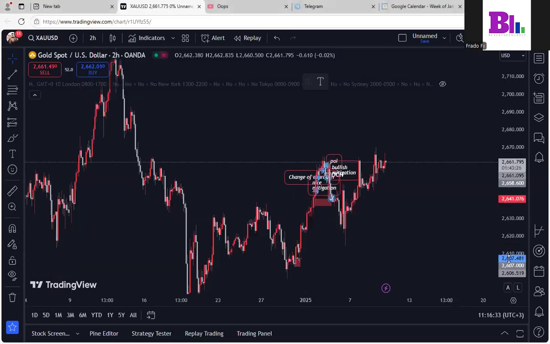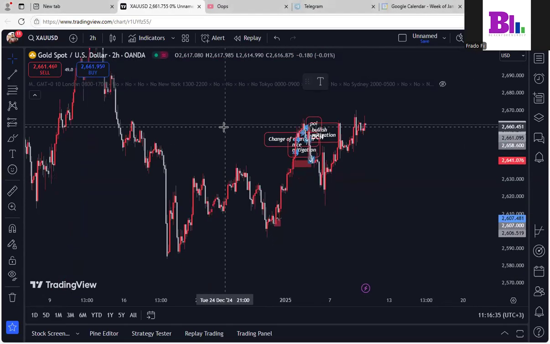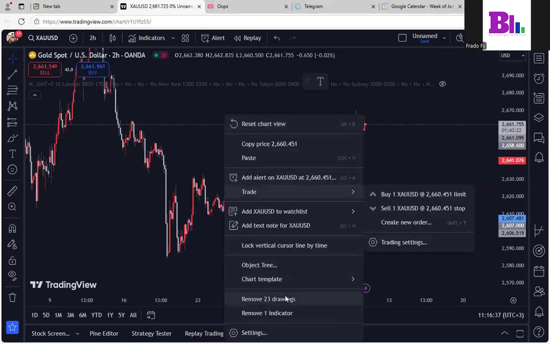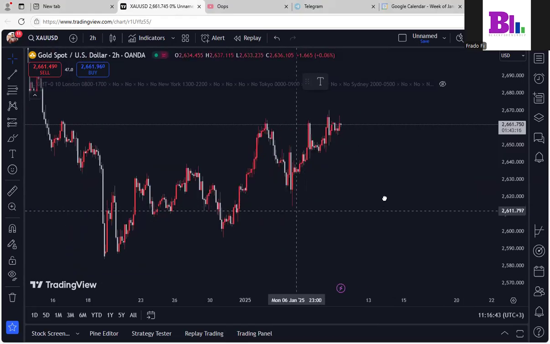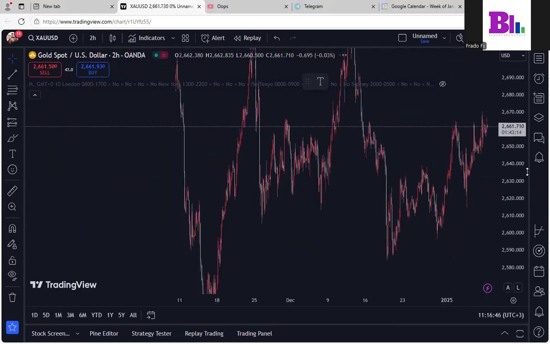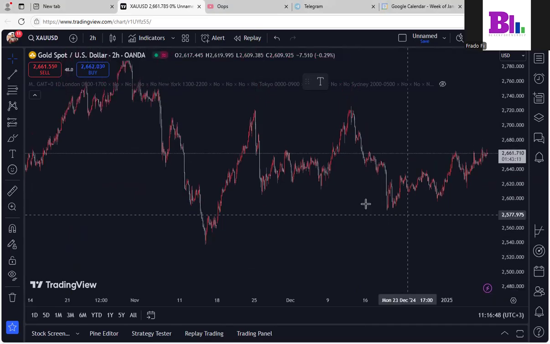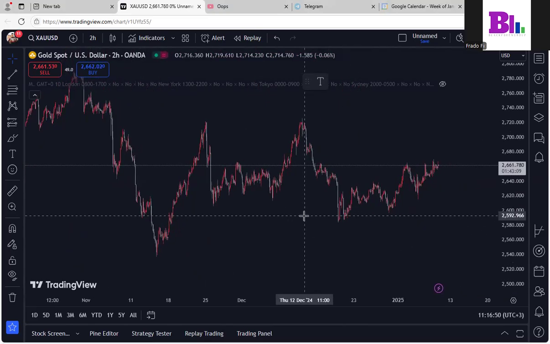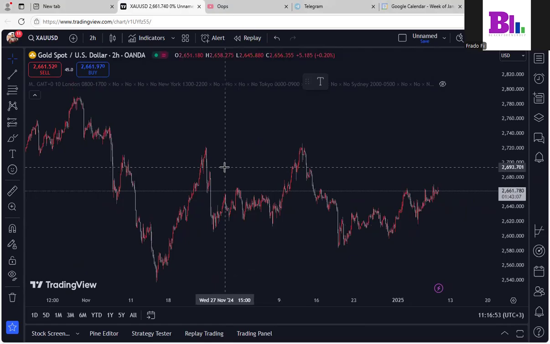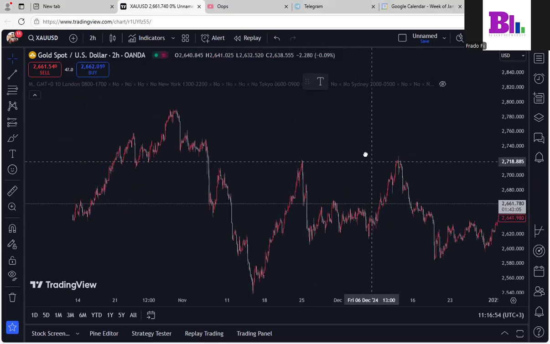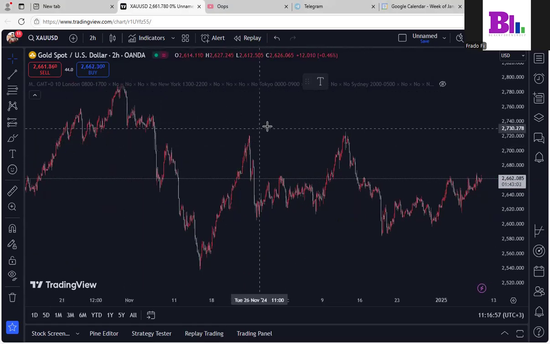Okay, let me show you how we analyze the market, especially this one, what we call gold. So how do I analyze the gold market? First of all, make sure you look at the trend. You can see the trend has been consolidating here, but overall you can see it is coming down.